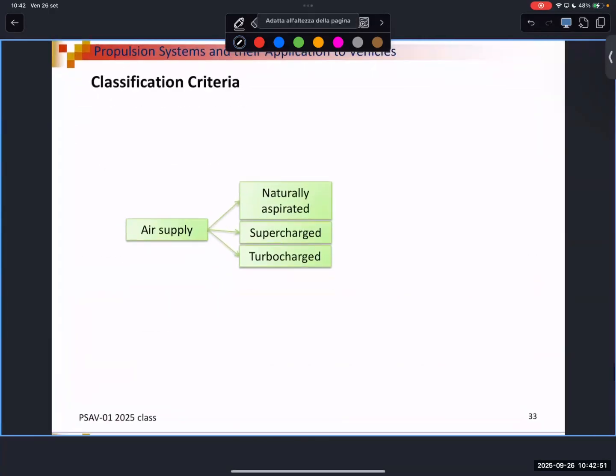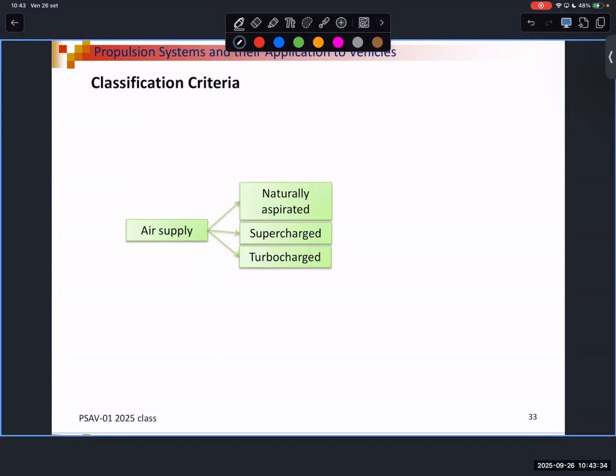Now we can go faster considering different classification criteria, because the criteria that we have described so far are the most important: number of revolutions per cycle or working cycle, duration of the cycle, or how you ignite or start the combustion, self-ignition or through a spark, so forced from an external source. We can consider other classifications, more than the ones that you are seeing here. Just an overview. Air supply means how the air is given to the engine.